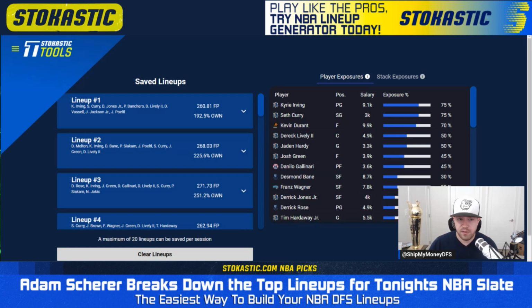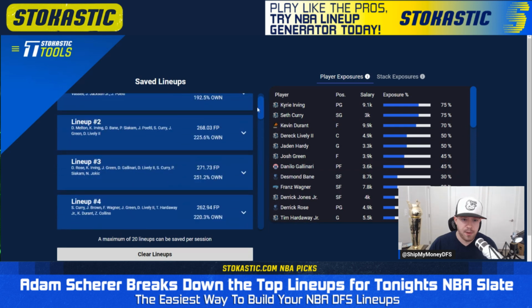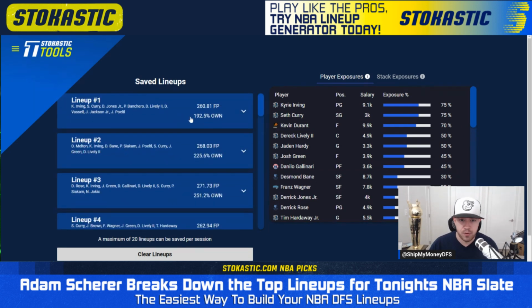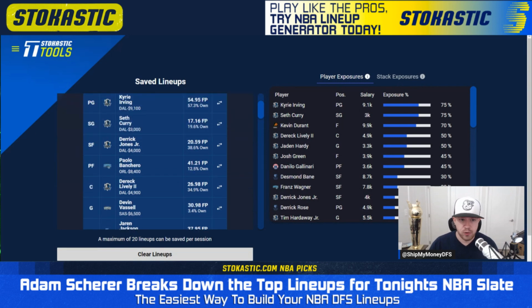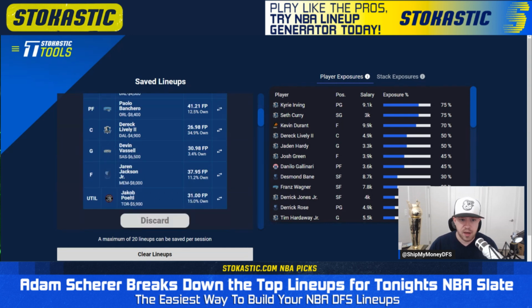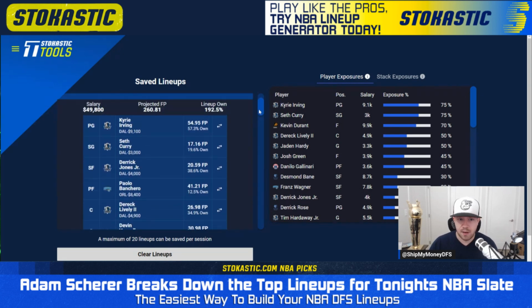So when you go through some of these individual lineups, it's very likely that you're going to see that some of the most popular guys are not in there. And so looking at this first lineup up here at the top, 192.5% aggregate ownership, 261 fantasy point projection. We have a very popular Kyrie Irving, Seth Curry, Derek Jones Jr., only 12% ownership, coming to Banchero, Derek Lively coming in at 35%. Devin Vassell, as we talked about before, 3% owned, an important piece of this lineup at that ownership. Jaren Jackson and Jakob Poeltl. So you only have one guy in this lineup that is sub 10%.